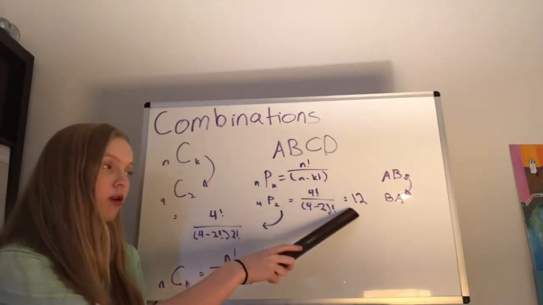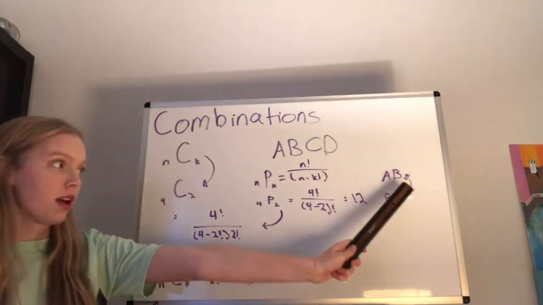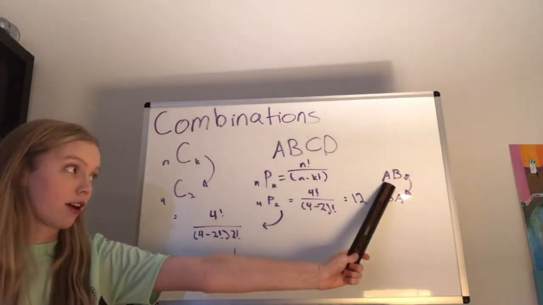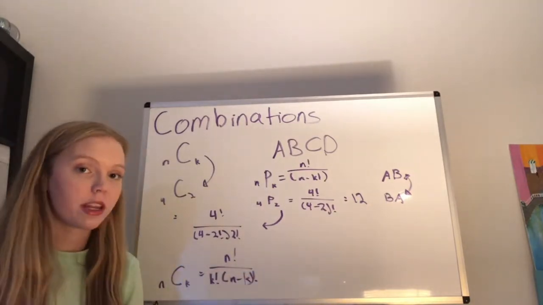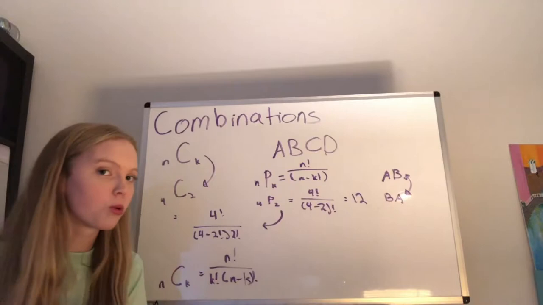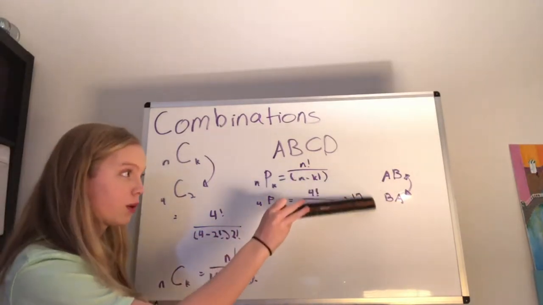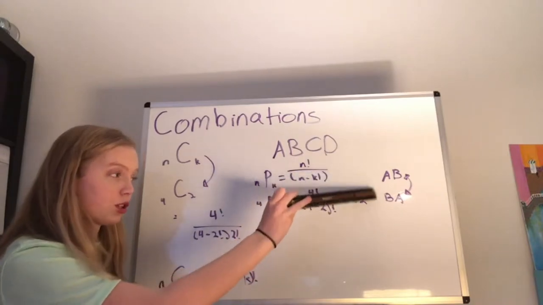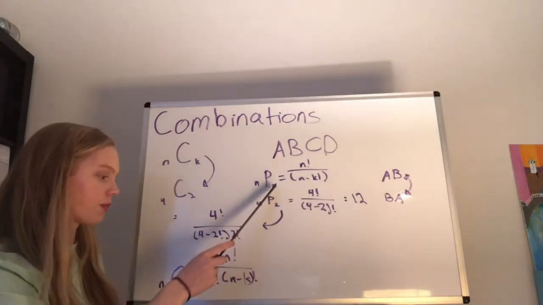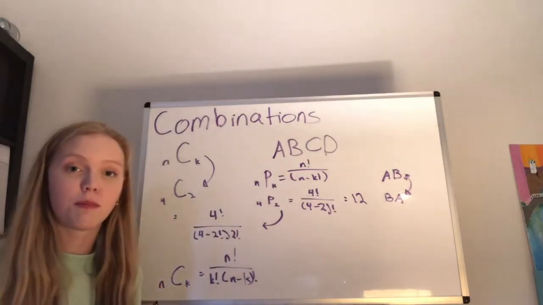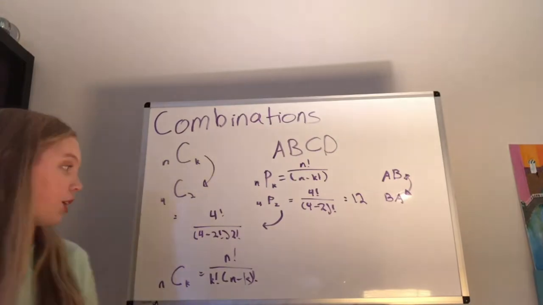4 permute 2 is going to be 12, right? As we know from the permutation formula. However, the issue with this is that it's going to count AB and BA as 2 different things. Now, a combination is just a permutation, but the order doesn't matter in a combination. So we have to divide by the number of ways to permute the result. Now the result is only going to be k length, right? So we have to divide by k factorial, the number of ways to permute a list of length k.